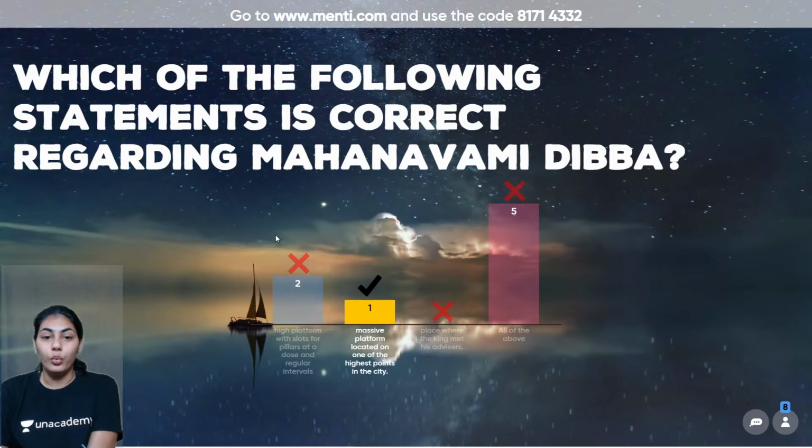Okay, again only like 1% got this right. It's option B, guys. It's a massive platform located on one of the highest points in the city. That looks pretty obvious, but regarding the option A, as I was telling you, it's a concrete, like solid structure, right? Like there's no way any person could enter inside the dibba. So in that case, it doesn't have regular intervals of pillars. So y'all might be confused with the audience hall, right? Like audience hall had a lot of pillars, but not the Mahanavami Dibba. So the answer is only B. It's option B. So correct that.